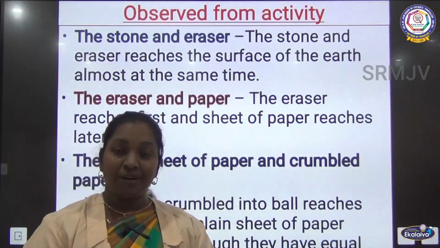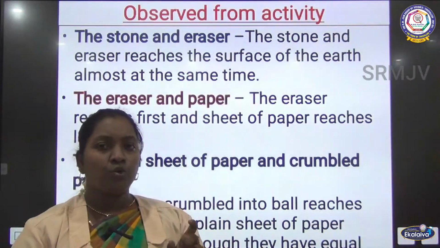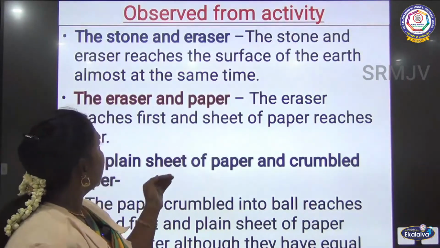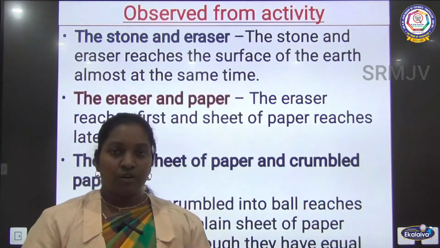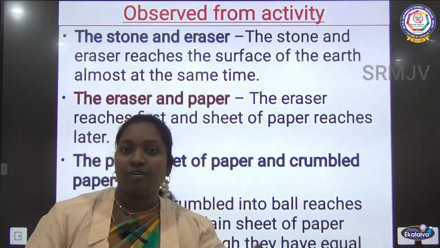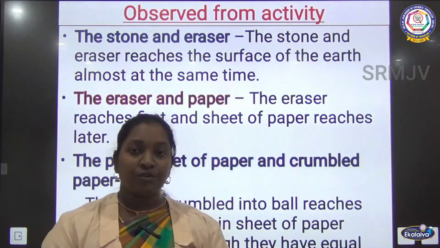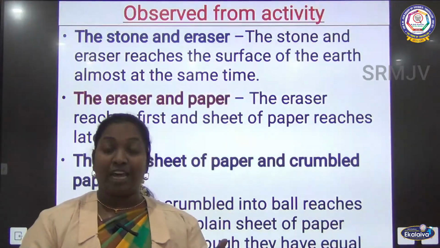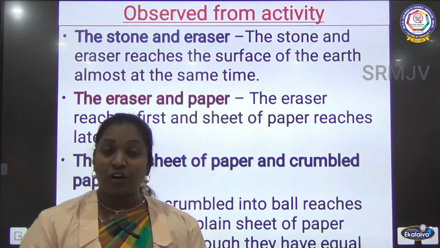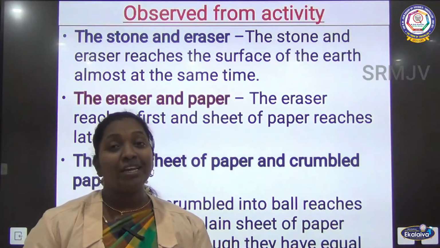Now, activity 2, the eraser and the paper. Between these objects, eraser and paper, you know how it will be, isn't it? The eraser reaches the ground first, followed by the plain sheet of paper. Compare with earlier, when it was the same time. Now, in this case, the eraser falls to the ground very first.